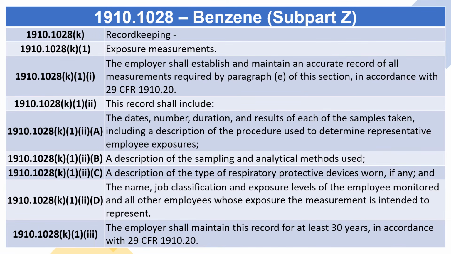1910.1028(k)(1)(ii). This record shall include (A) through (D): the dates, number, duration, and results of each of the samples taken, including a description of the procedure used to determine representative employee exposures; a description of the sampling and analytical methods used; a description of the type of respiratory protective devices worn, if any; and the name, job classification, and exposure levels of the employee monitored and all other employees whose exposure the measurement is intended to represent. 1910.1028(k)(1)(iii). The employer shall maintain this record for at least 30 years, in accordance with 29 CFR 1910.20.